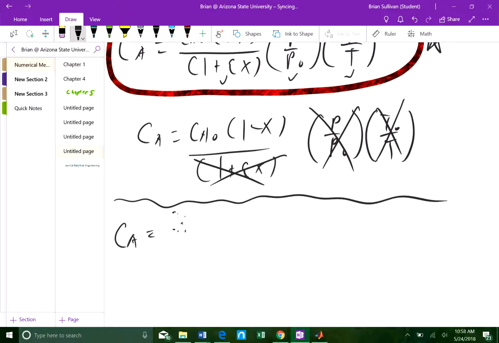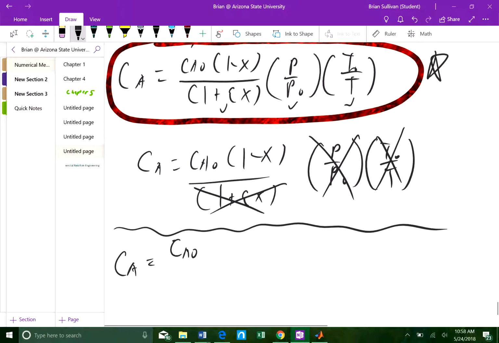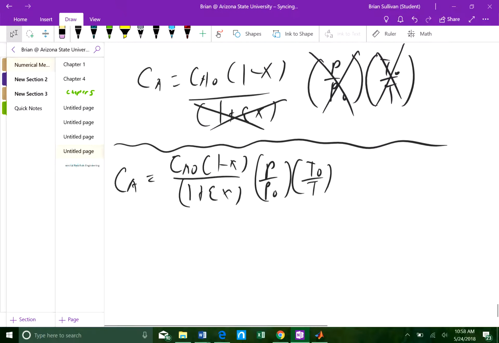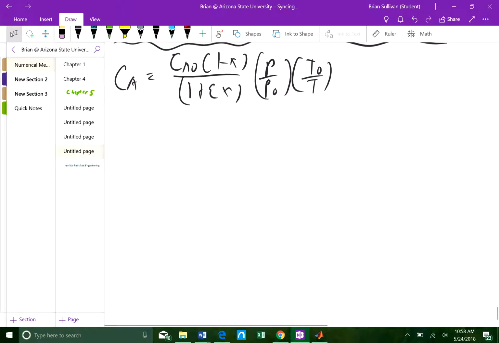What the heck? Okay, sorry. Here, I'm just writing the equation from above. Okay, there we go. Your pressure variable, your temperature variable. Okay, so the expansion factor is the new thing right here.